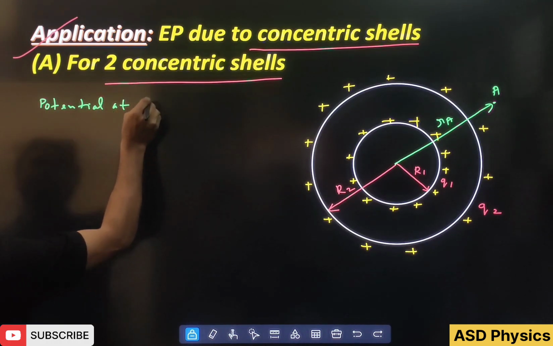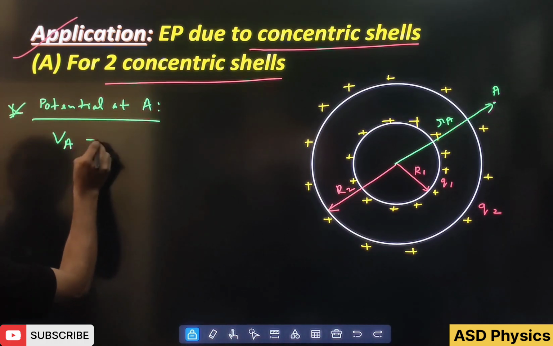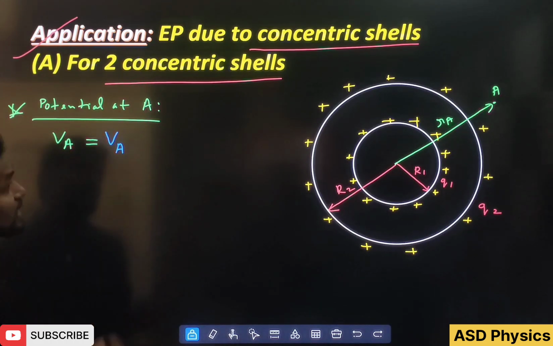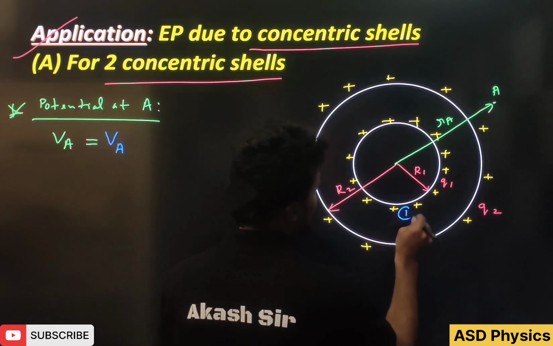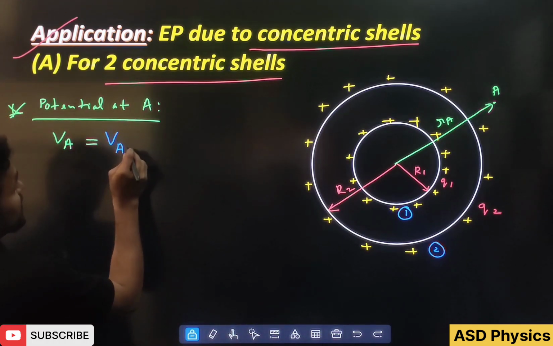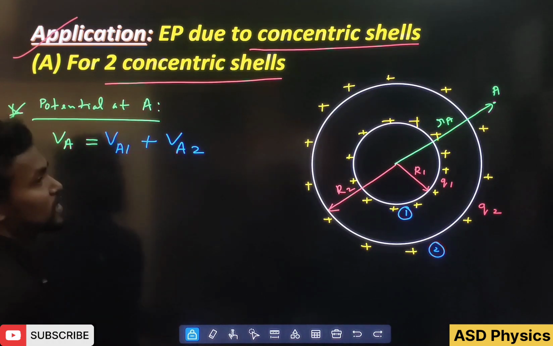Potential at A. So students, remember that here. Potential at A is given by potential at A due to the first one. Let's take this as the first one and this as the second one. So we can write here: this is potential at point A due to the first one, VA1, plus potential at point A due to the second.